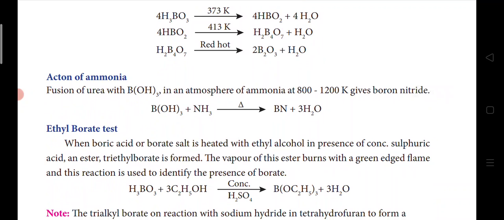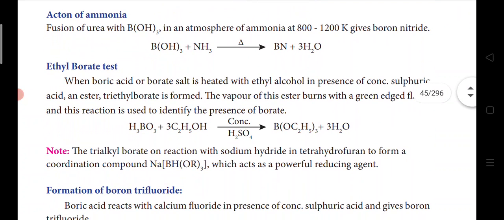So this is a book back question. How will you convert boric acid into boron nitride? You have to react it with ammonia in the presence of heat, around 800 to 1200 Kelvin, to give boron nitride. This is a book back question, a repeated question also. And the ethyl borate test: how will you identify the presence of borate radical? This is also a book back question, very important.